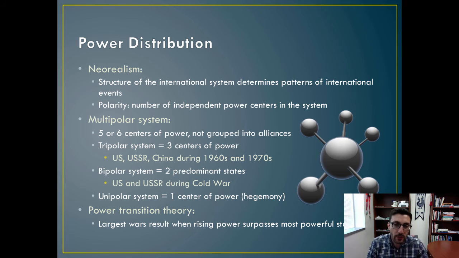A really important theory to know that relates to all this is what's called power transition theory. And this says that the largest wars will result when a rising power surpasses the most powerful state. This is because there's a kind of instability in the international system. One state, perhaps like, for example, right now, the United States, appears to be treading water, if not diminishing in its authority in the international system. And a country like China, some scholars and analysts may argue, poses a threat to the prominence of the United States as the lone superpower in the international system.